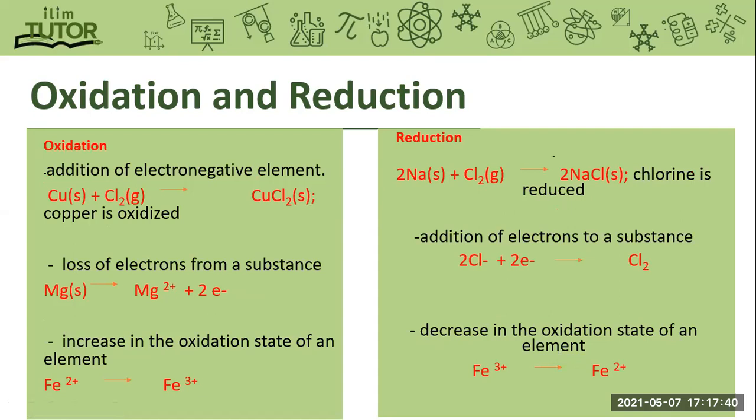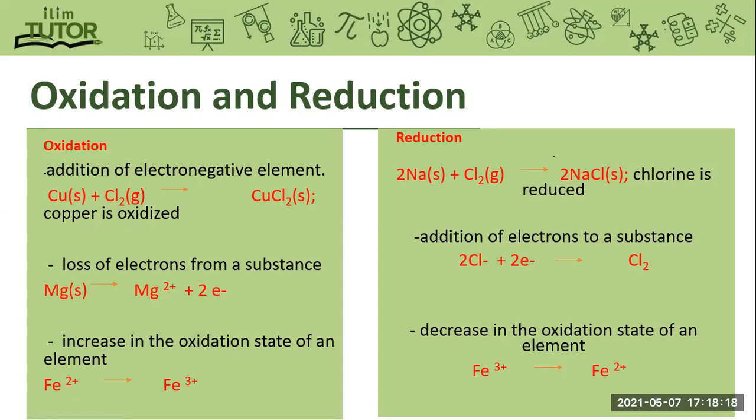There are other ways to look at it again. We can also see oxidation as addition of electronegative elements. Because when we say electronegative element, we're talking of chlorine, bromine, iodine, and even oxygen as well. So when you have addition of electronegative element, this is copper, it has turned to copper chloride. Chlorine has been added to copper. So copper is oxidized.